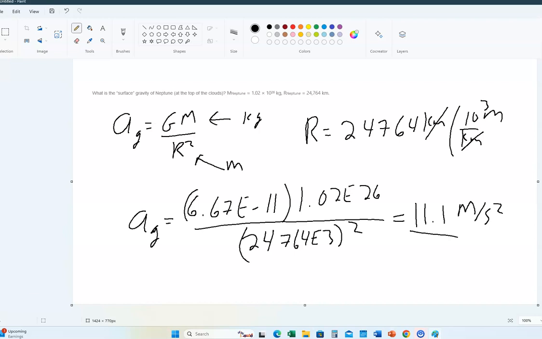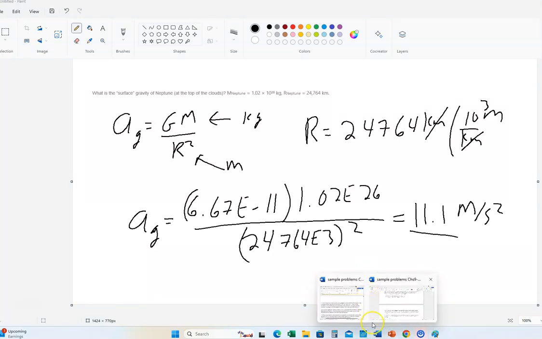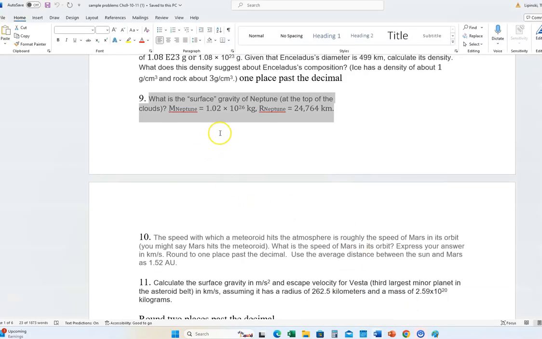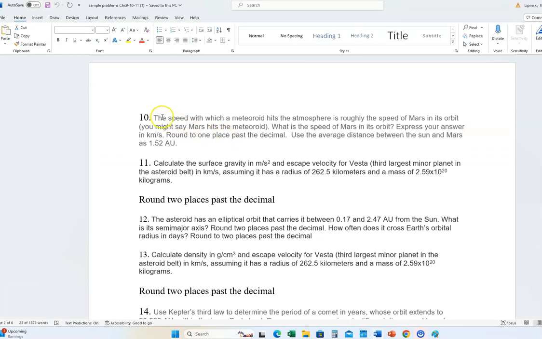Which one is this? I think this is number 9. Hold on, let me take a quick look. Yeah, that was number 9. All right, so number 10. Let's do this one. Here, let me pause it.